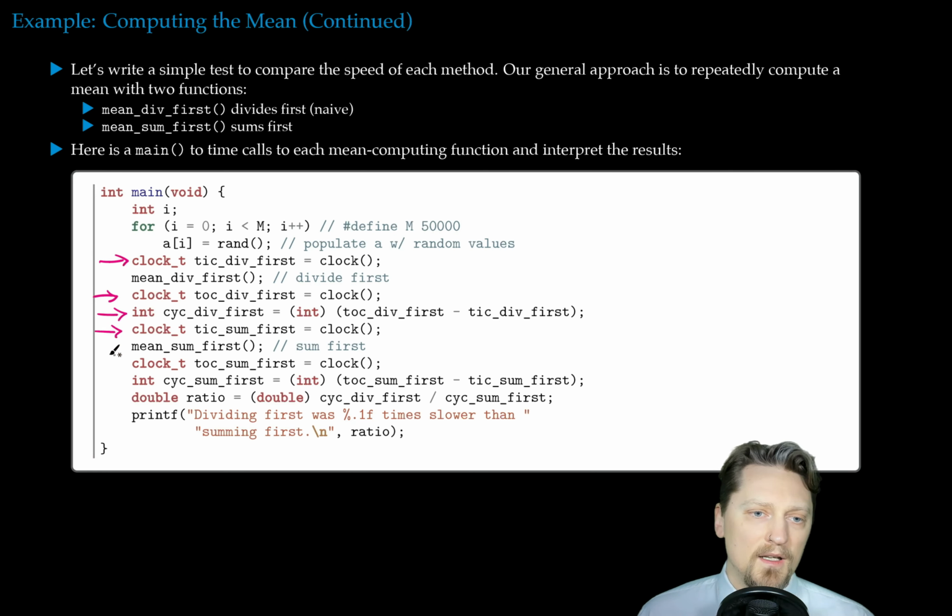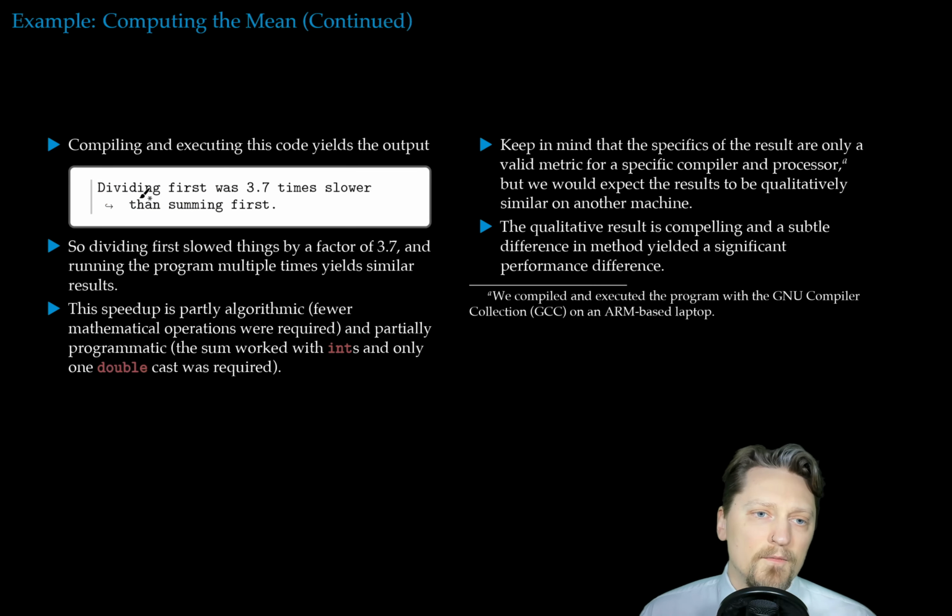Again, we have a tick followed by the mean sum first. Sum first we expect to be more efficient. And tock, great. Take the difference in tick and tock. We'll find the number of cycles. And we'll take the ratio of those and print: dividing first was this many times slower than summing first. Okay, print that ratio. The result is dividing first was 3.7 times slower than summing first.